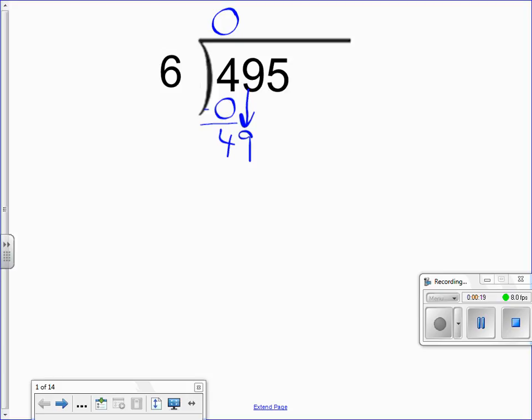6 times 8 equals 48, so we're going to put an 8 up here. 6 times 8 is 48. We're going to go ahead and subtract, get 1, bring down the 5.